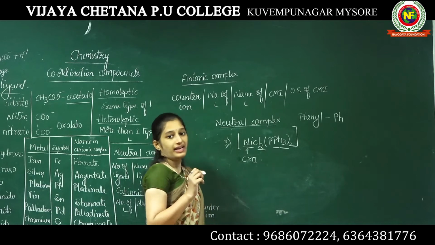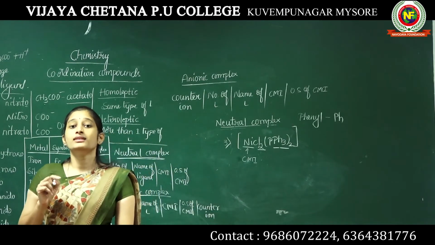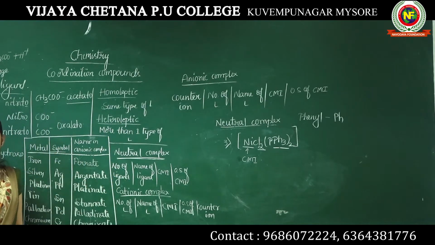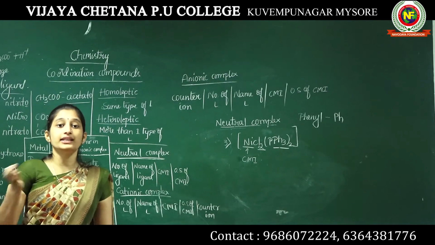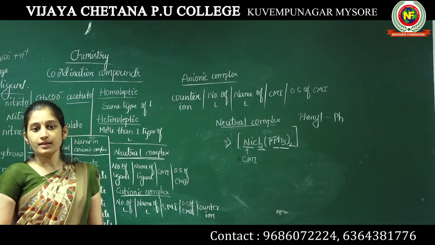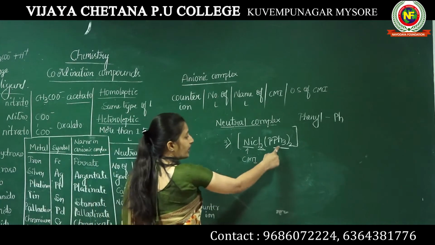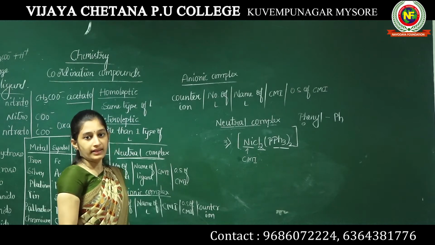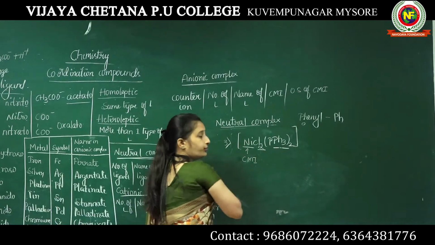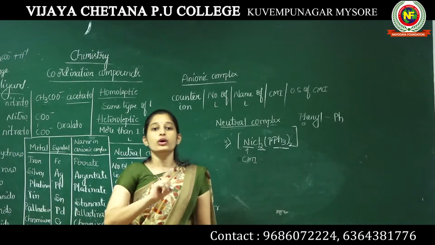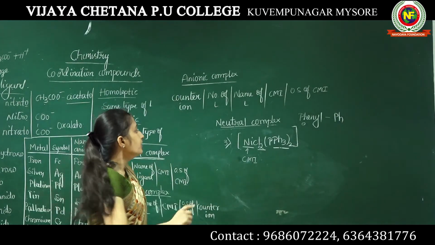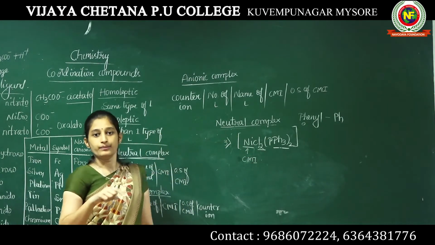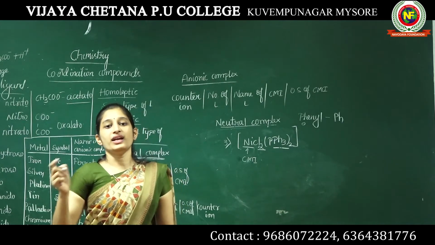Here two types of ligands are there. Then what type of complex is this? This is a neutral heteroleptic complex. Neutral means there is no counter ion. Heteroleptic means more than one type of ligand is present. That's why I say neutral, charge is 0, neutral heteroleptic complex. Heteroleptic means there is not just one type of ligand around nickel. Around nickel there is Cl and there is PPh3.